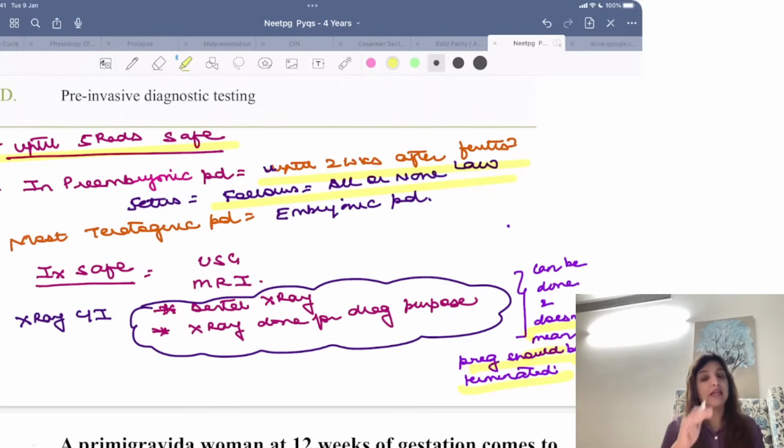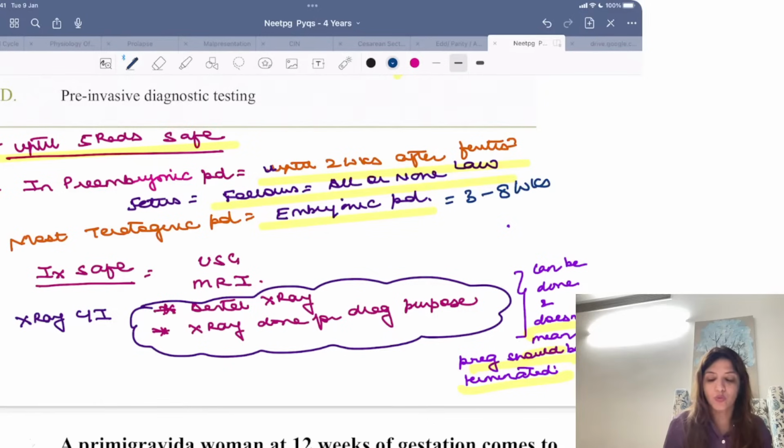What does that mean? Either the fetus is going to completely escape the injury, and there won't be any effect on the fetus, or the fetus is going to abort. Now, the most teratogenic period is the embryonic period, and this is a question: from where to when is the embryonic period? It is from 3 weeks to 8 weeks after fertilization. It is not pregnancy, it is 3 to 8 weeks after fertilization.